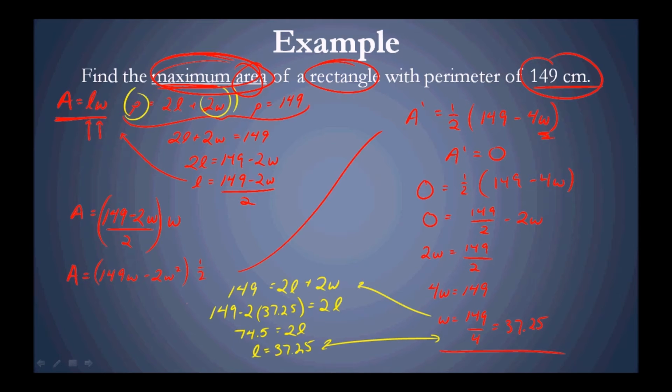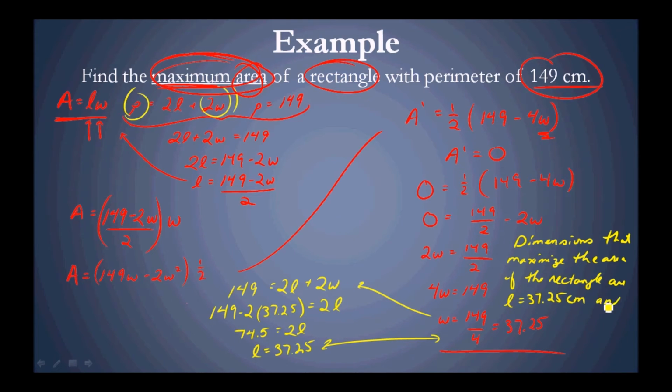So to finish the problem, we will write in this little space here that the dimensions that maximize the area of the rectangle are length of 37.25, and let's remember our units of centimeters, and width of 37.25 centimeters.